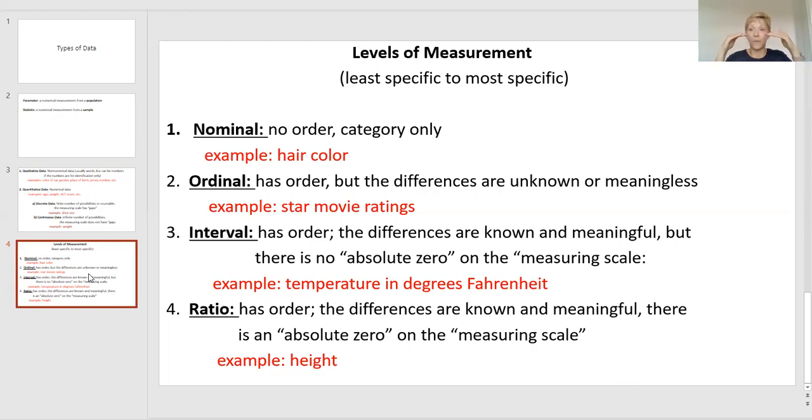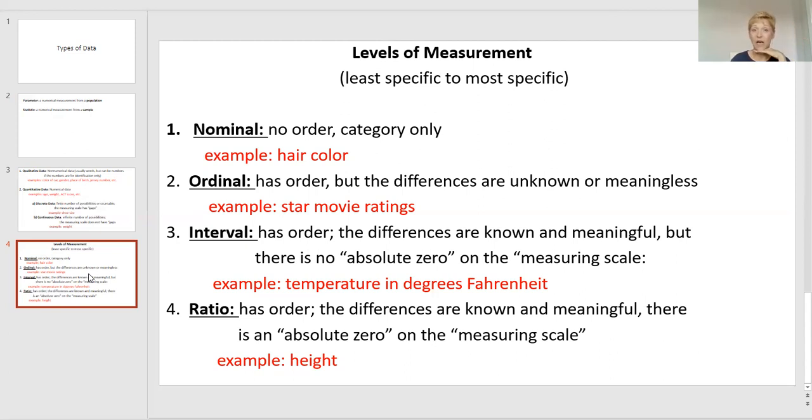Now, a little above nominal is ordinal. The root word for ordinal is order. So obviously the data has order. So you can put the data in a logical order. The problem, though, is that the differences between them are either unknown or meaningless. Now, what do I mean by that? Notice the example I've given you on number 2 is star movie ratings. You know, when you go on like Rotten Tomatoes, or you go to a website and it says this movie is a 4-star and this movie is a 5-star.